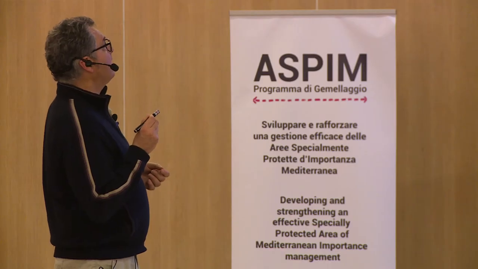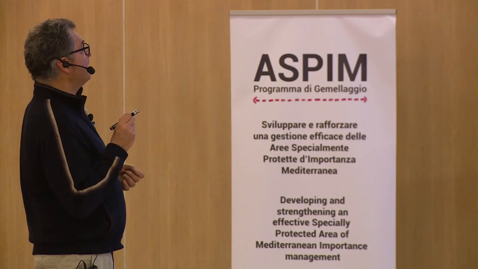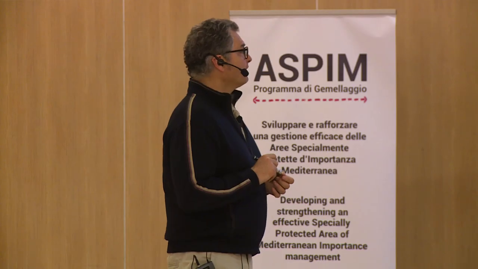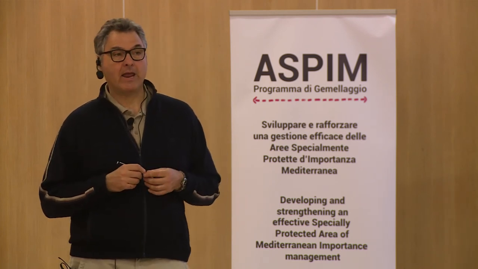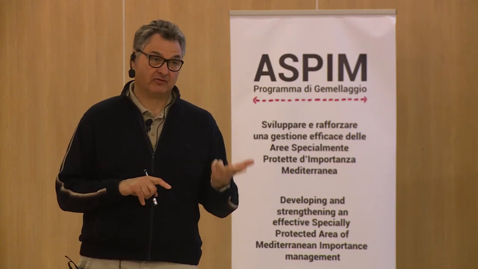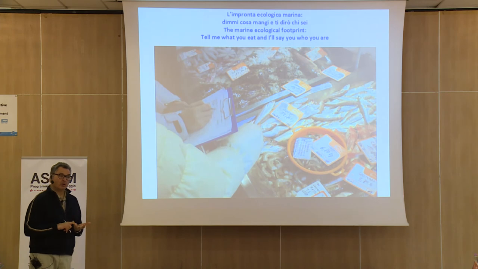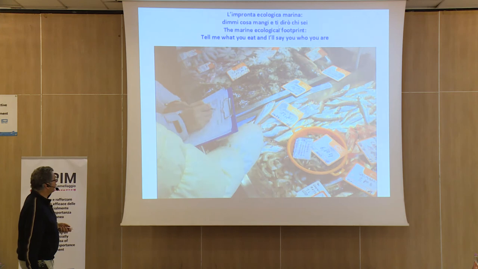The activity we name Manjo: I eat, I use resources, I understand, and I preserve resources. Well, I eat, I consume, understand, and preserve. This is done with fishermen and in the fish market. After the fish, we make them understand the way it is catched, the area it is catched in, the season, if it is good or not for the reproduction of that kind of fish, and if it is local fish or if it comes from far away. We name it marine ecological footprint.